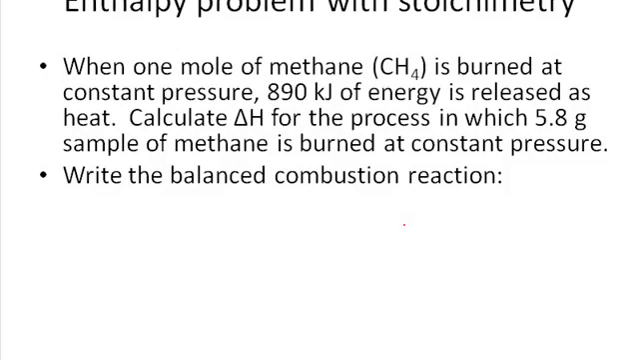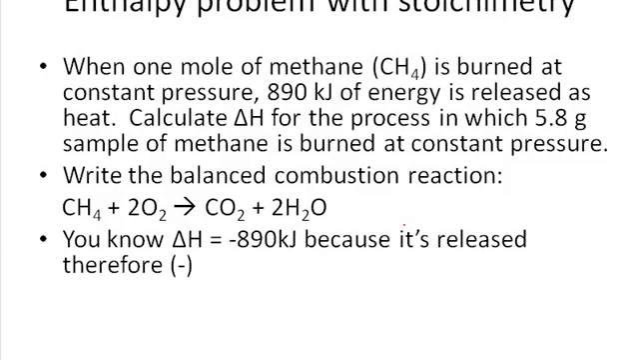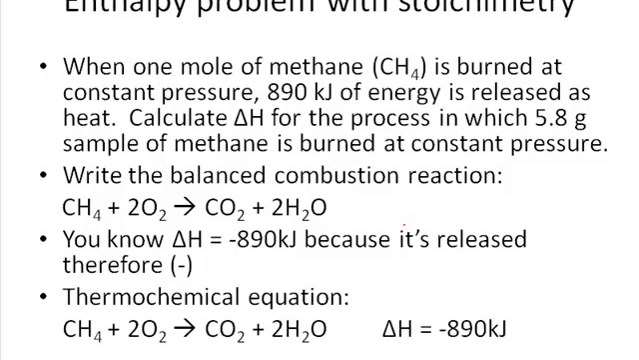Okay, so first thing we need to do is write a balanced equation for the combustion reaction. We know that delta H is negative 890 kilojoules because it's released, and therefore it's negative. So here's our thermochemical equation: 1 mole of methane combusted will produce negative 890 kilojoules of energy, or 890 kilojoules of energy will be released.